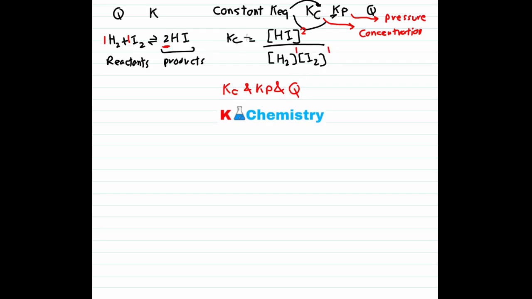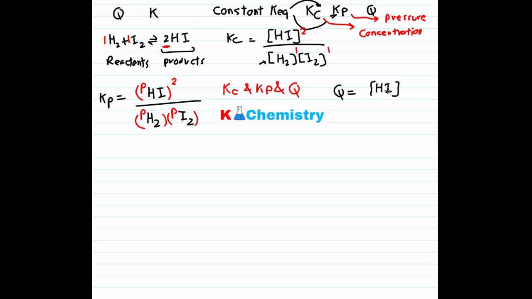If you want to find Kp, you will do the same thing, but this will be for gases. Instead of writing the brackets, you write HI, H2, and I2 again. The only difference is that you don't write the brackets, because the bracket is written for concentrations only. So you write P, pressure, pressure, pressure, and each will be raised to the power of its coefficient. The coefficient again is 2. What about Q? Q is found in the same way, either Qp or Qc: HI squared divided by H2 and I2, each to the power of 1.